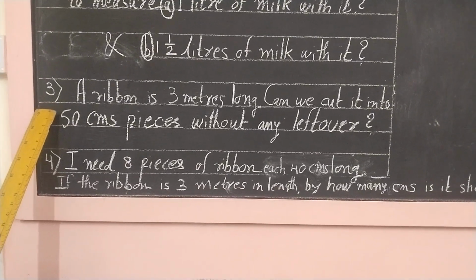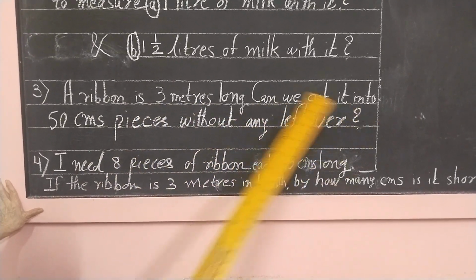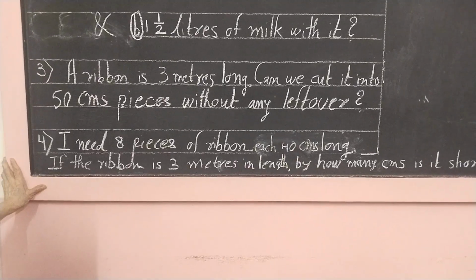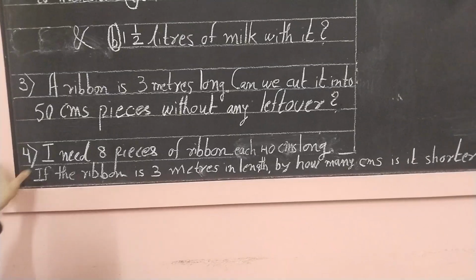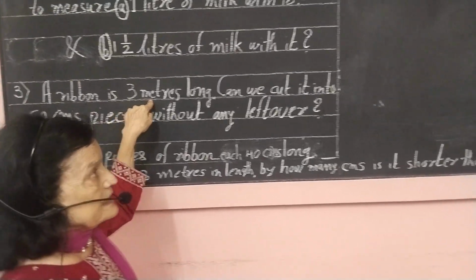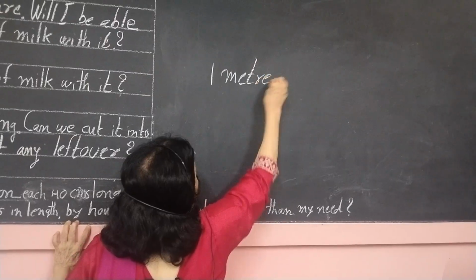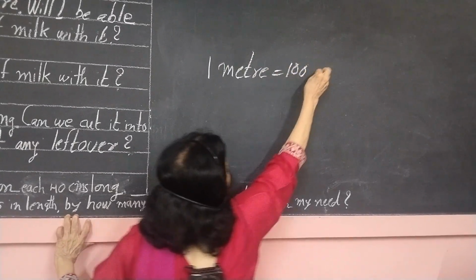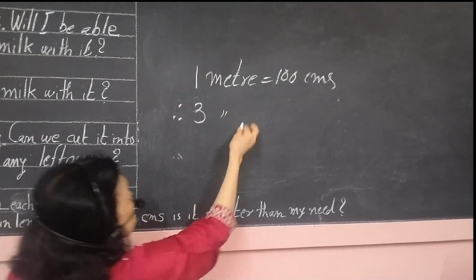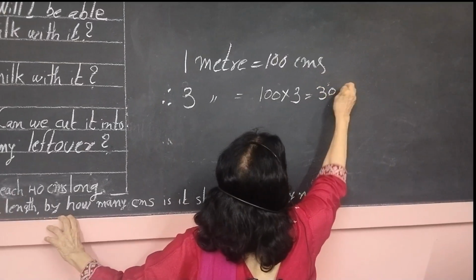Let us come to problem number 3. A ribbon is 3 meters long. Can we cut it into 50 centimeter pieces without any leftover? So again, we will have to convert meters into centimeters first. 1 meter is equal to 100 centimeters. Therefore, 3 meters means 100 into 3, that is 300 centimeters.